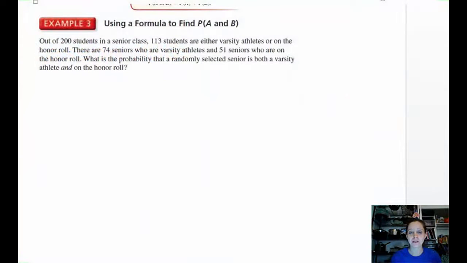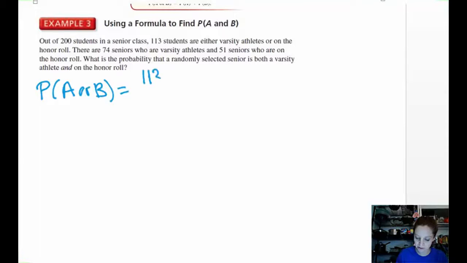Example 3, using a formula to find probability of A and B. Out of 200 students in a senior class, 113 students are either varsity athletes or on the honor roll. So the probability of A or B is 113 out of 200, where A is varsity athlete and B is honor roll.